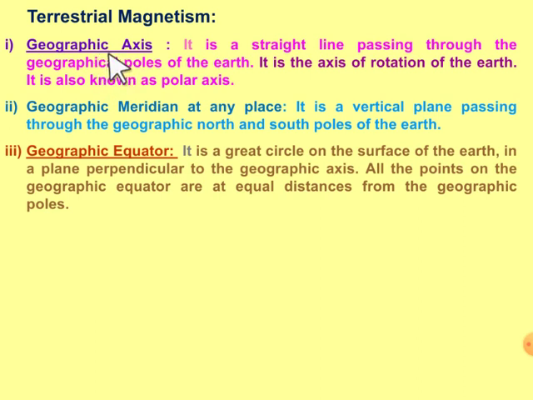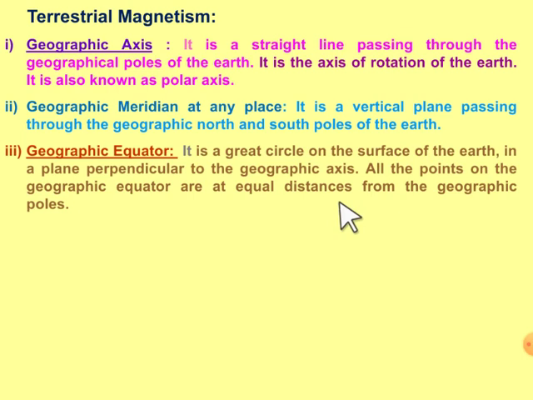If you start from the north pole to the south pole only, then it will be at the middle point of the line joining the geographic north pole to the geographic south pole. At that middle point, if you have a perpendicular plane, and that perpendicular plane is on the surface of the earth, that circle on the surface of the earth will be known as the equator. The equatorial plane must be perpendicular to that geographic axis. This is very important.